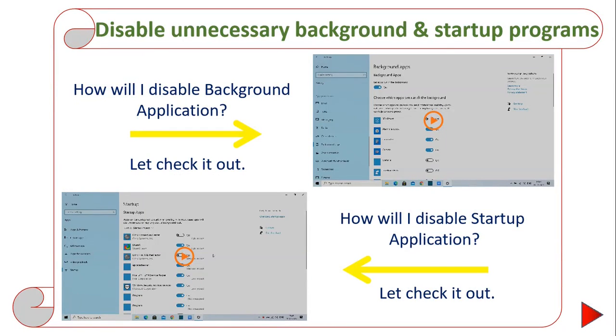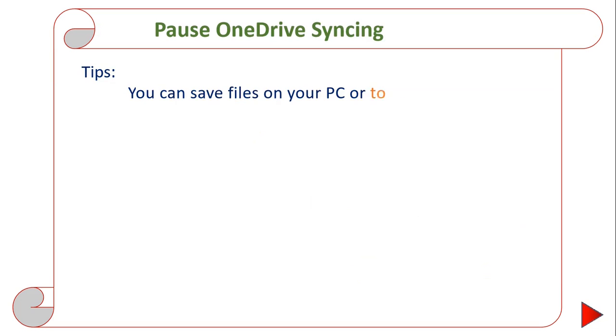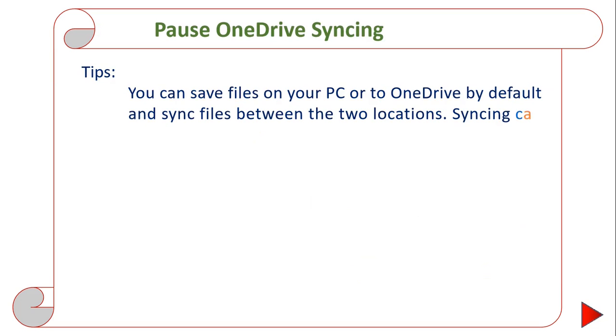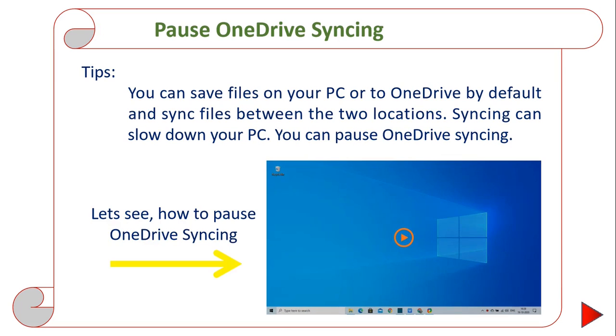So let's check our second method, pause OneDrive syncing. Again, when you have OneDrive set up, whenever you create something and put it in that folder, it will try to upload that file to OneDrive, your cloud drive, and that will take unnecessary resources and memory. So it's better to pause that OneDrive syncing, because that will help you improve your PC performance. So let's check how to do that.